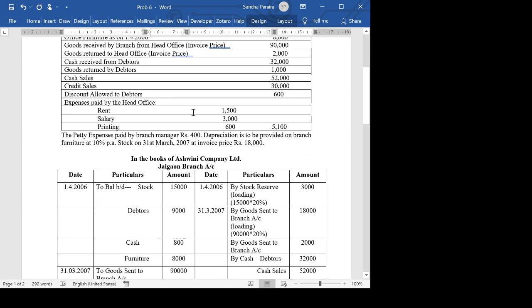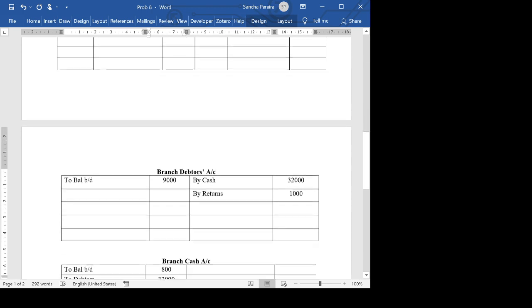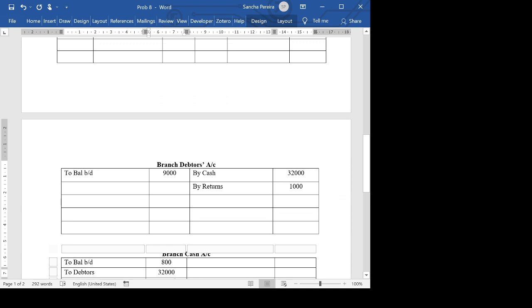Then we have credit sales. This affects only your debtors account. So to credit sales, which side will credit sales come? Debit or credit in the debtors account? It's going to come on the debit side. The entry will be debtors account debit to sales.